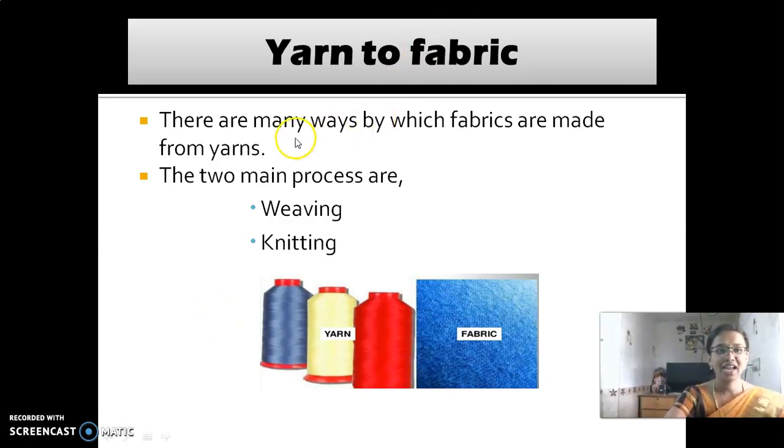There are many ways by which fabrics are made from yarn. There are many methods, but the two main processes are weaving and then knitting. Now we are going to discuss weaving and knitting. Shall we go? Yes.